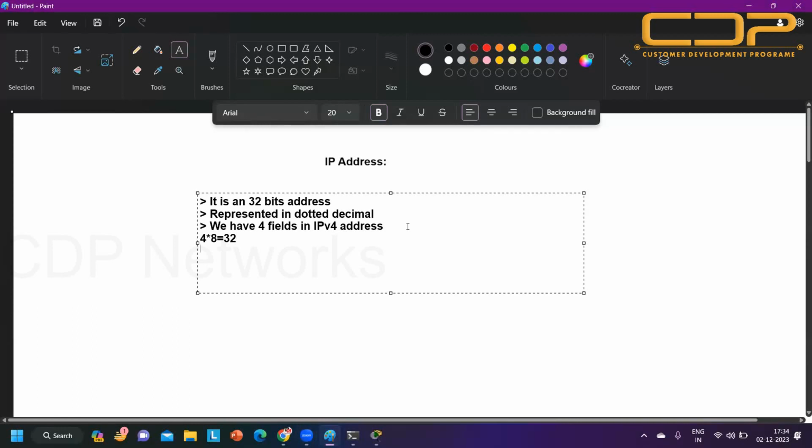And with the help of 8 bits, tell me, what minimum decimal value can I write down, or what maximum decimal value can I write down with the help of 8 bits? Like if all bits are 0, that means definitely I will get what? The lowest value.